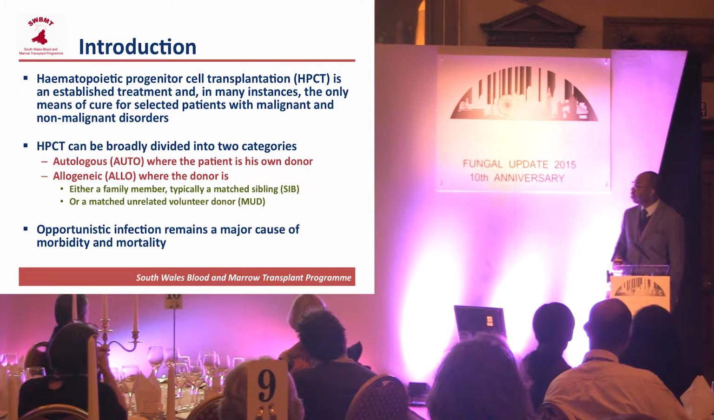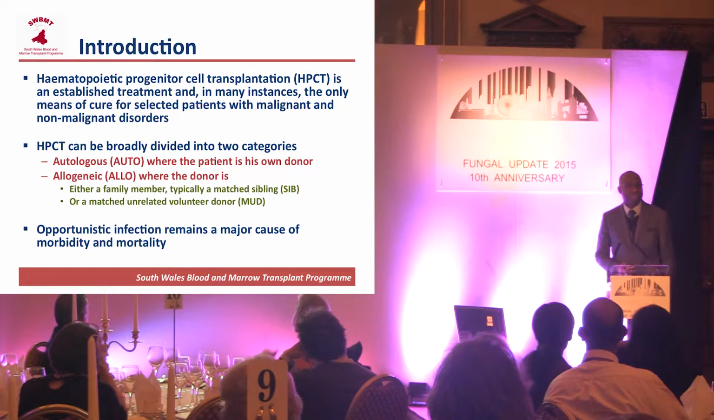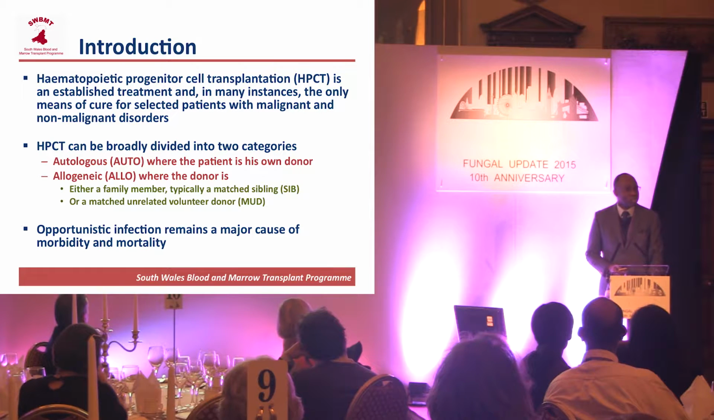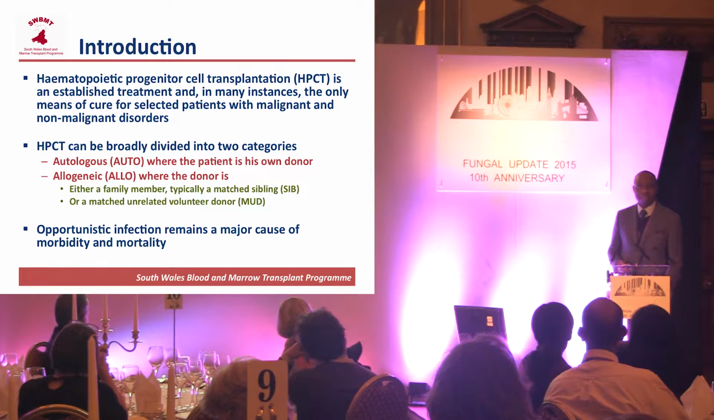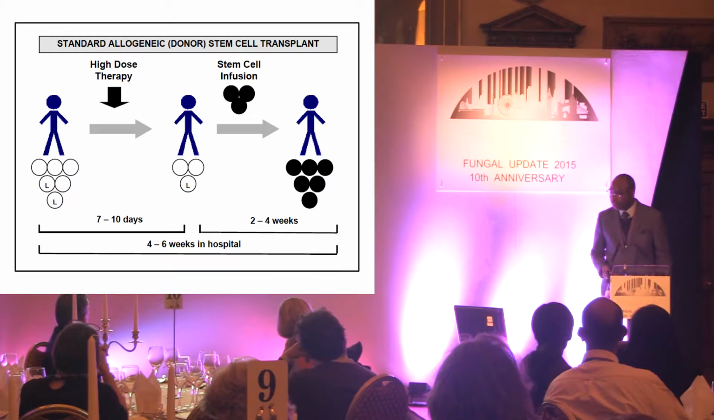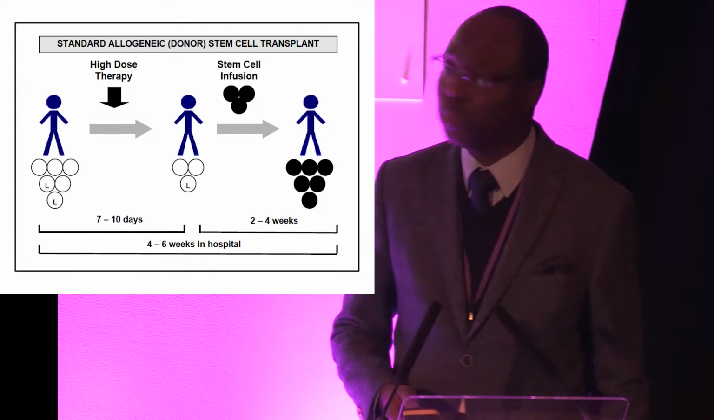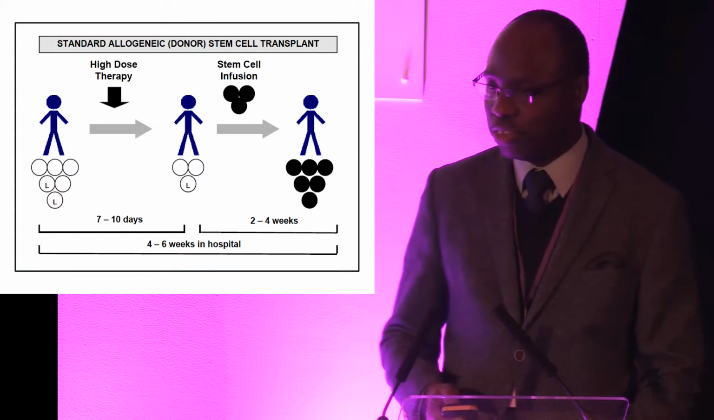Transplantation, for those of you who might not be very familiar, can broadly be divided into two categories: autologous, where the patient and donor are one and the same, and allogeneic, where the donor is either a family member, typically a sibling, or an unrelated volunteer. Now, these are the type of pictures that we show our patients when they come for counseling.